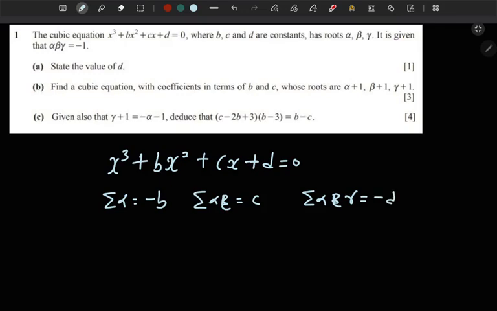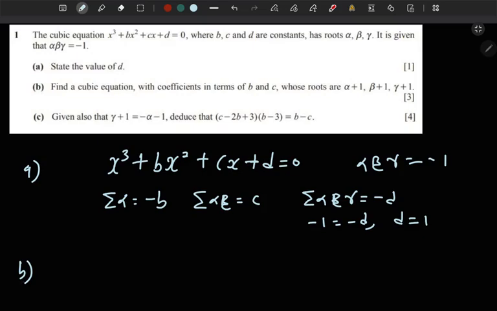Now that we have this, and it is given already that alpha beta gamma is minus 1, which means that minus 1 equals minus d here, and d equals 1. So the value of d is 1.